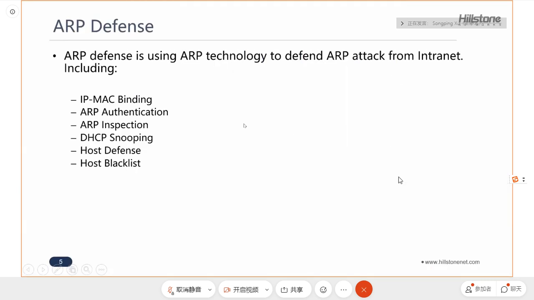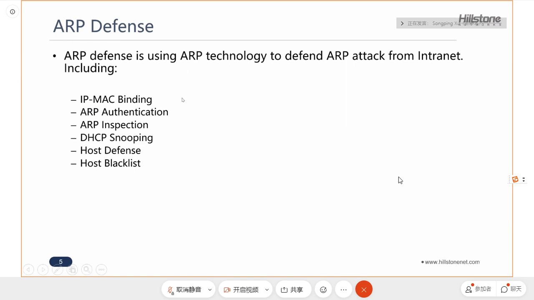So for the ARP defense, which is usually used to defend against ARP attacks, we use ARP technologies including IP MAC binding, ARP authentication, ARP inspection, DHCP snooping, and also the host-based defense and blacklist.